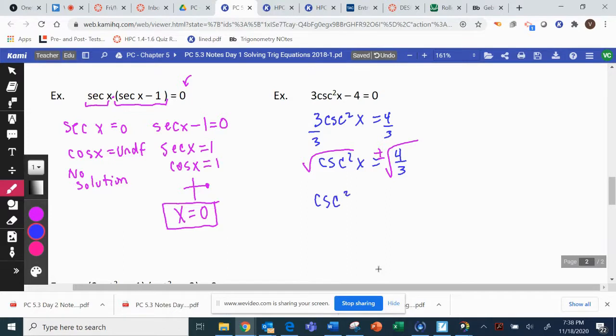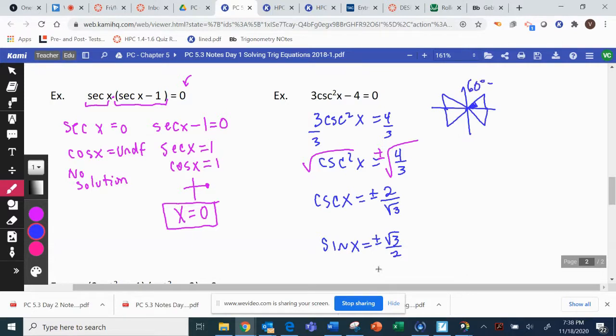And when I square root both sides, I do have to have a plus and a minus sign. So I get my cosecant x is equal to plus minus, I'm going to square root the top and the bottom separately, 2 over square root 3, which would be the exact same thing as sine x is equal to plus minus square root 3 over 2. So again, when we have plus minus, it's going to be all 4 quadrants. And for square root 3 over 2 for sine, that is a 60-degree reference, or pi over 3. So this answer is going to have all 4 pi over 3 angles.